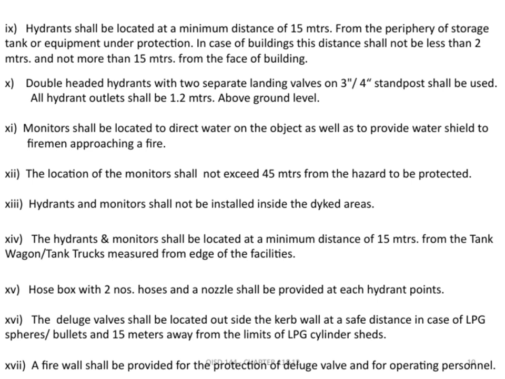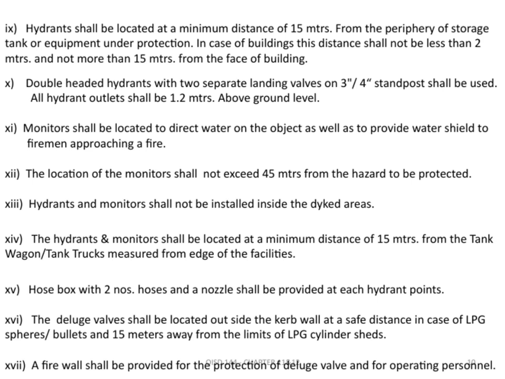Next, when it comes to deluge valves, they should be located outside the curb wall, maintaining a safe distance, especially important in areas with LPG spheres or bullets. Specifically, they should be placed at least 15 meters away from the limits of LPG cylinder sheds to avoid potential hazards. A firewall is also recommended to protect the deluge valve and the operating personnel. This adds an extra layer of safety and containment.